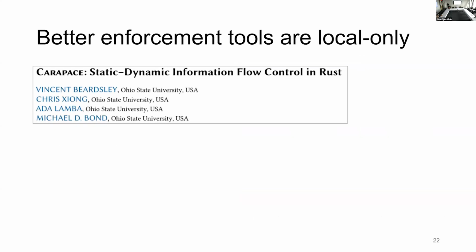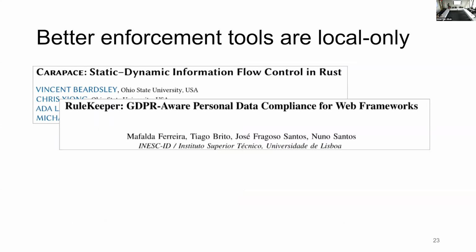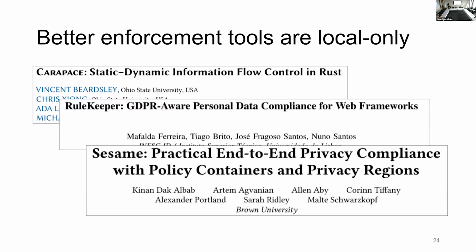Now, there have been some recent advances on better systems for local policy enforcement. One of them is Carapace, that basically tries to reuse IFC and distributed IFC, but in a more ergonomic way. There has been Rulekeeper, that tries to do that for JavaScript, but it's kind of unsound. And more recently there has been Sesame, made by our good friend Kenan, a hybrid method that tries to enforce privacy guarantees structurally, like secure-by-design privacy compliance.